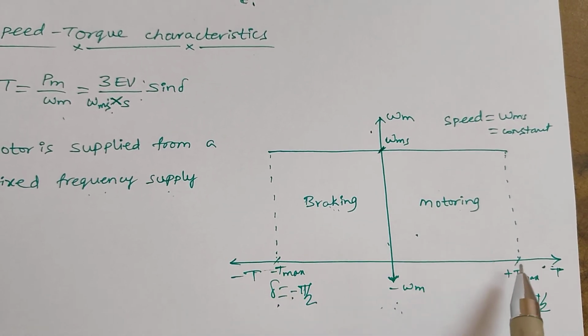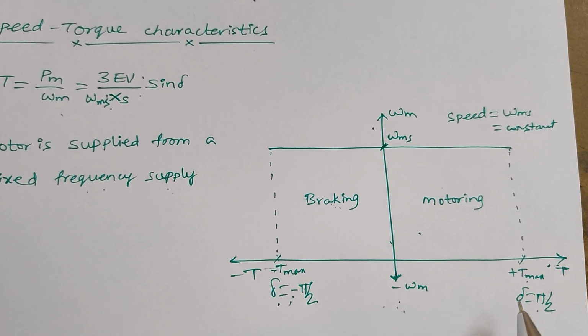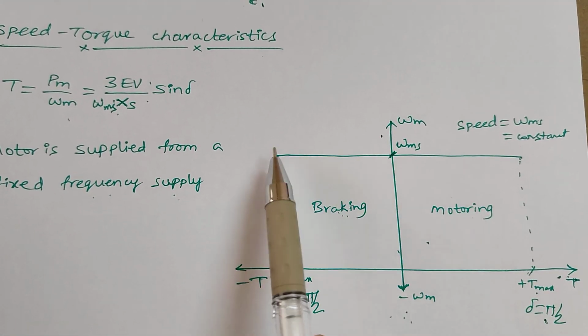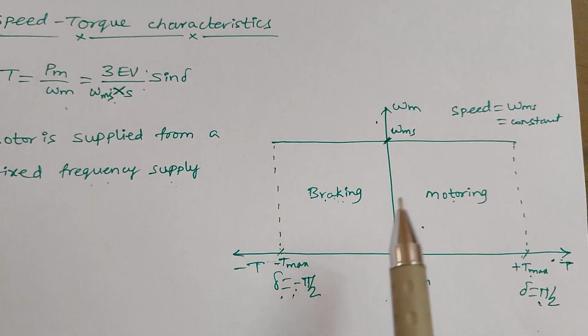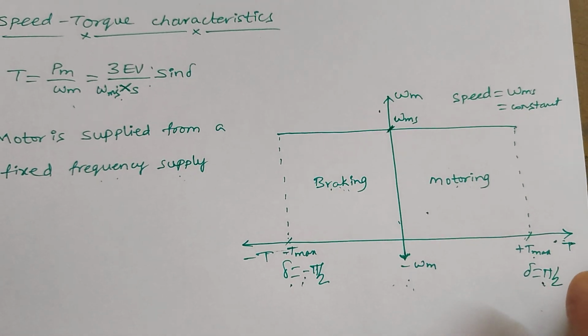The maximum limits are minus T max to plus T max at minus pi by 2 and plus pi by 2 of the torque angle. What about the speed? Speed is always constant, both in motoring as well as braking. So this is all about the speed torque characteristics of the synchronous motor.